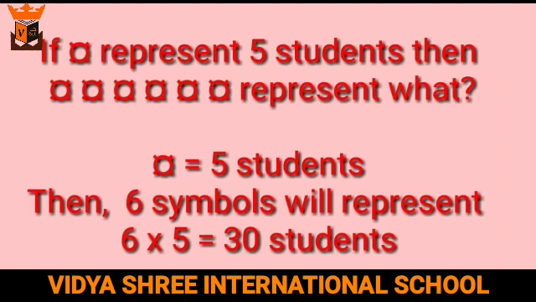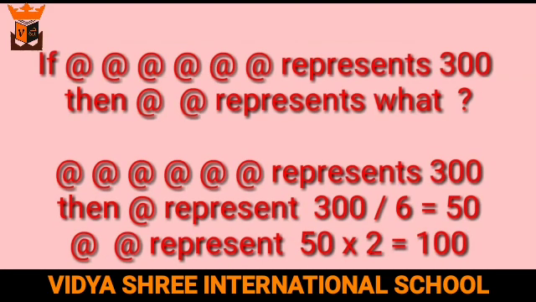In a pictograph, if one symbol represents 5 students, then 6 symbols will represent what? Here one symbol represents 5 students, so 6 symbols will be equal to 6 multiplied by 5, which is equal to 30. Next, if 6 symbols represent 300 students, then what will 2 symbols represent? Here 6 symbols represent 300 students, so one symbol will be equal to 300 divided by 6, which is equal to 50. So here one symbol represents 50 students. So the 2 symbols will represent 50 multiplied by 2, which is equal to 100.